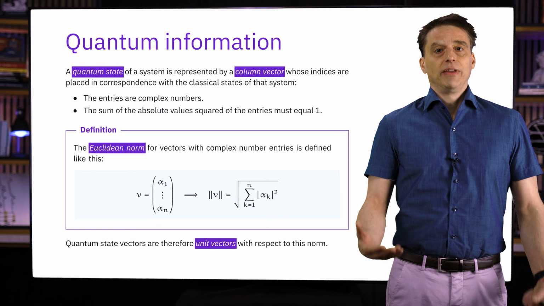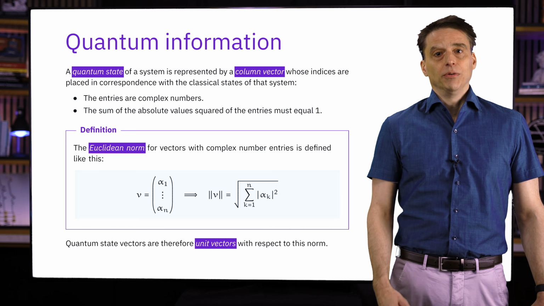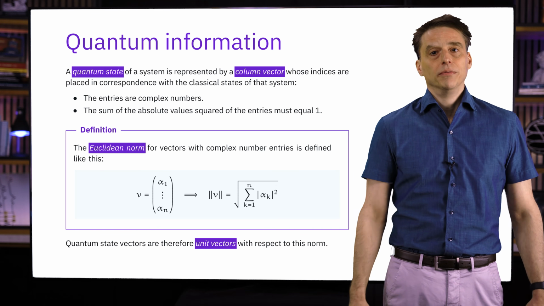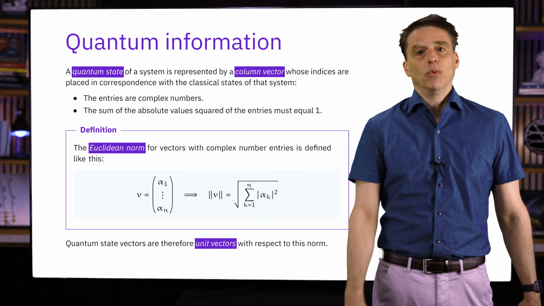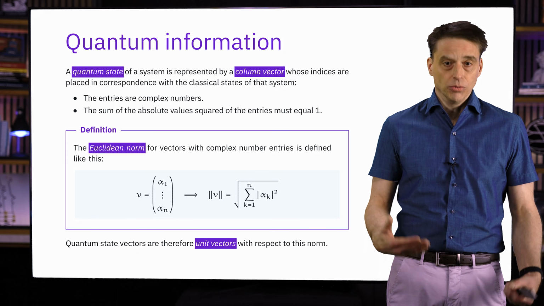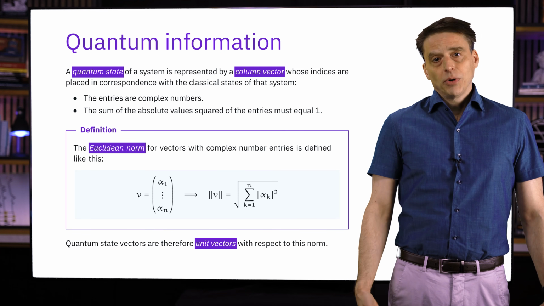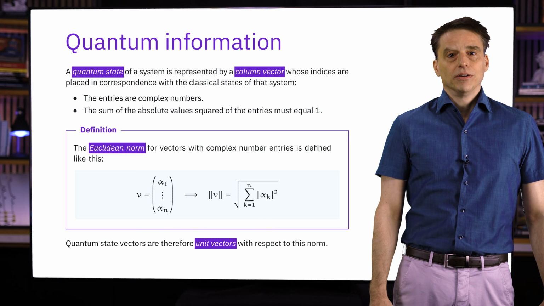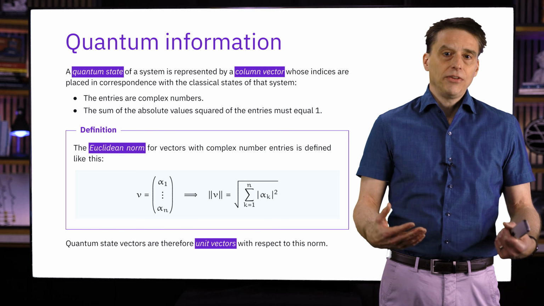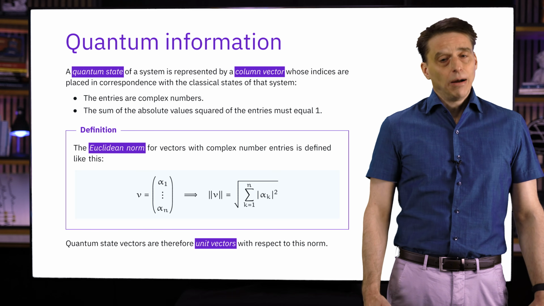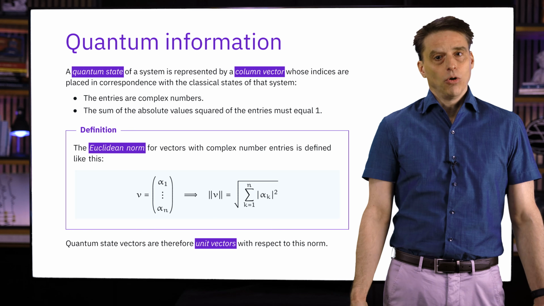That's because the sum of the absolute values squared is equal to 1 if and only if the Euclidean norm is equal to 1. The square root doesn't change anything when the sum of the absolute values squared is equal to 1. So, that's what a quantum state vector is. It's a column vector with indices that correspond to the classical states of a system, having complex number entries and Euclidean norm equal to 1.